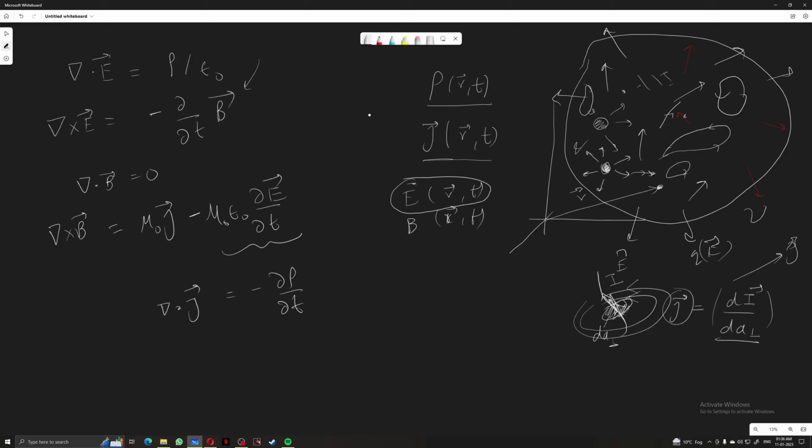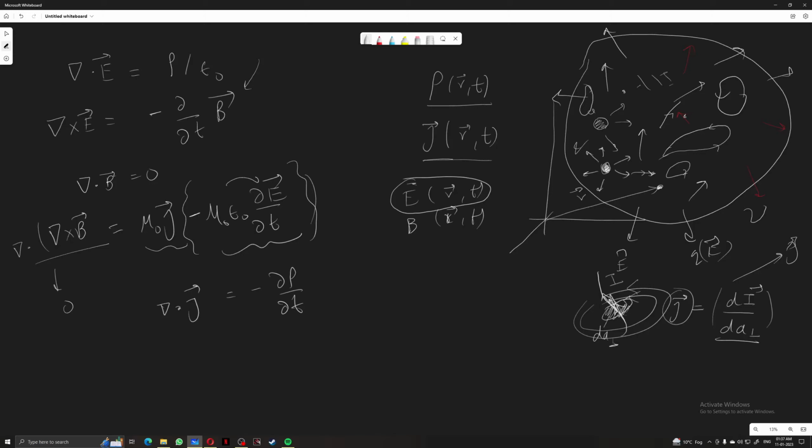Divergence of J is d rho over dt, right? If you apply this divergence in this fourth equation on both sides, since the divergence of the curl of the magnetic field is always zero, this side is always zero. But if you did not know about this term, then the divergence of J would not be zero always. So to correct that, we introduce this one, and then you can find the divergence of this term.